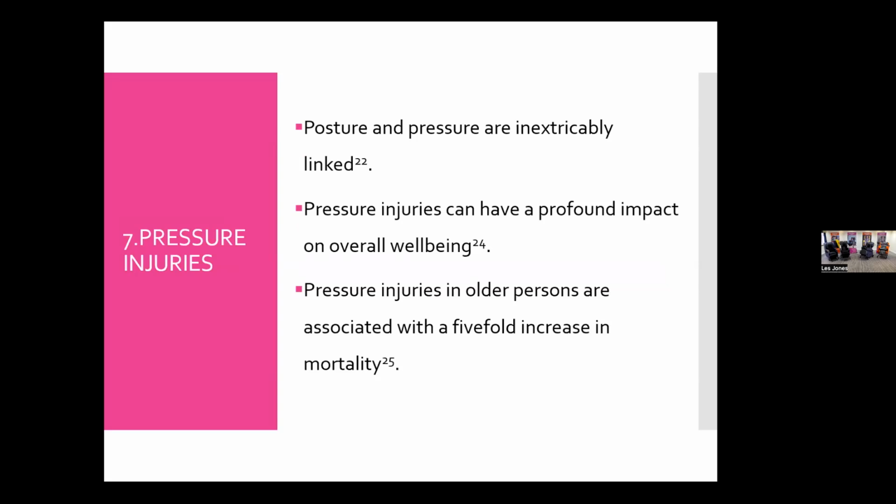And then last, we have an increased risk of pressure injuries in this client group as well. So posture and pressure are inextricably linked, as we know. The body can only withstand these high interface pressures for very short periods of time. And when the loading of tissues is unequal, like we've seen with the effect of gravity, and all that pressure isn't regularly redistributed, that's when pressure ulcers can happen. And when they do happen, they have a profound impact on overall well-being and can be both painful and debilitating. And sadly, in the older person, pressure injuries are associated with a 5-fold increase in mortality, which is just staggering.